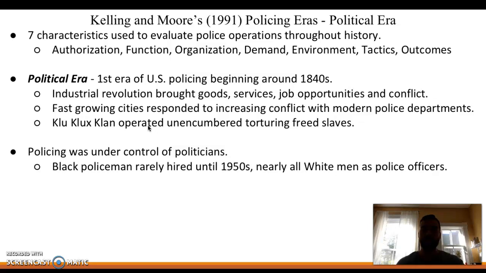And so you're going to see a police force in the U.S. that is going to operate, one, in a way that's extremely discriminatory, but also more responsive to the needs of white citizens versus Black citizens. And we're going to talk on Thursday about how much of that continued even into the civil rights era.